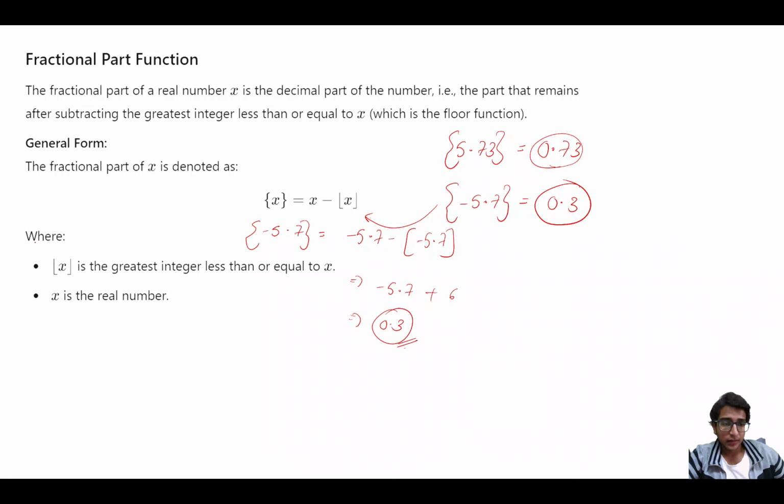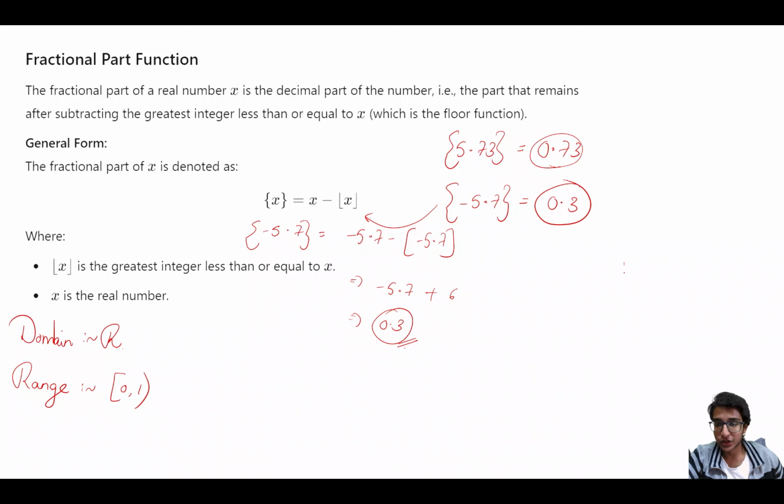Now again, if I was to define the domain and range for fractional parts, my domain would be all real numbers and my range would simply be from 0 to 1. Of course, my fractional part cannot be equal to 1, because if it is 1, it is not a fractional part, right? It becomes an integer now. So my range is always 0 to 1.